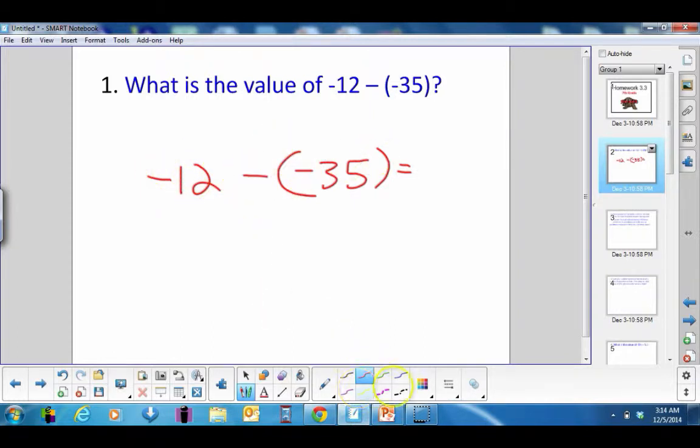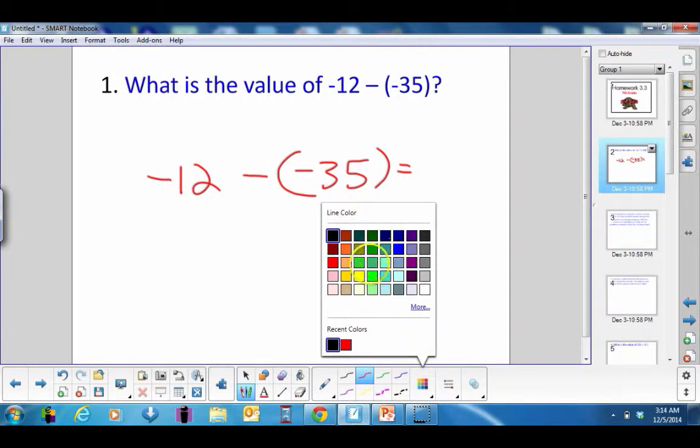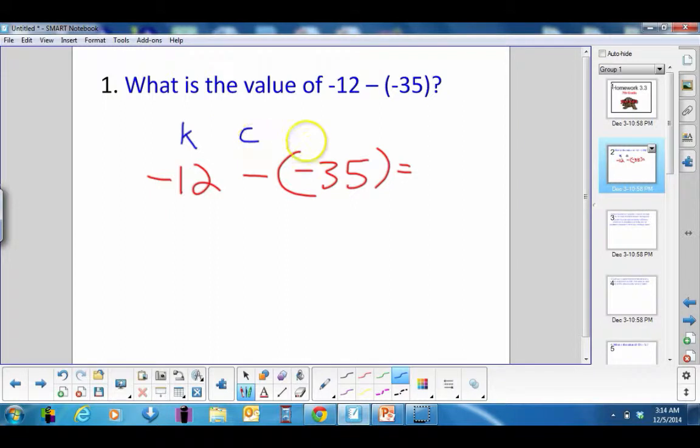So I know when we do subtraction sign, there's always a strategy that we like to do. The strategy is called keep, change, change. Okay, now keep, change, flip is for dividing fractions, but keep, change, change, that's going to help us here. So what this means is I'm going to keep the negative 12. I'm going to change the subtraction sign to addition. And then I'm going to change the negative 35 into positive 35.